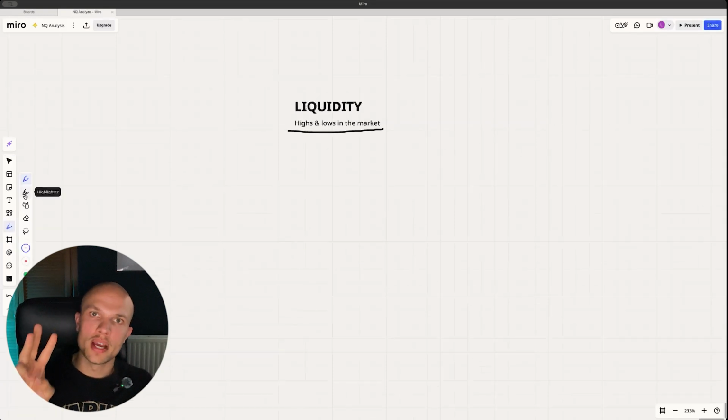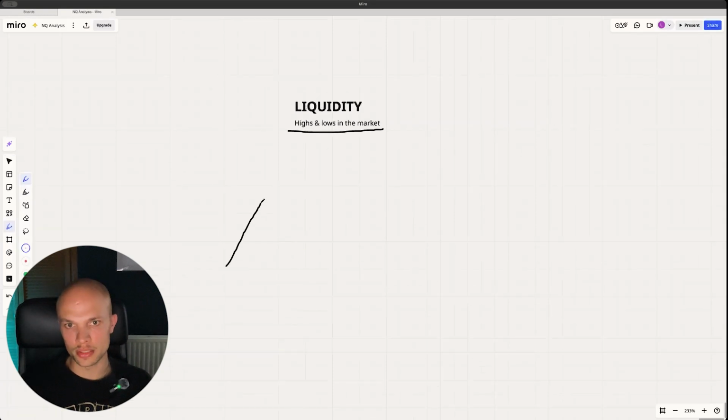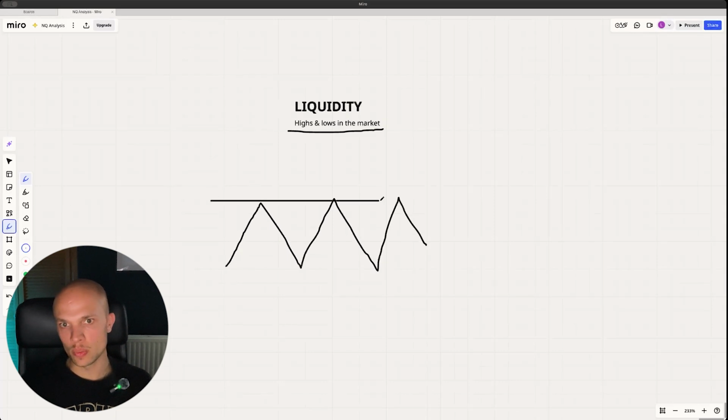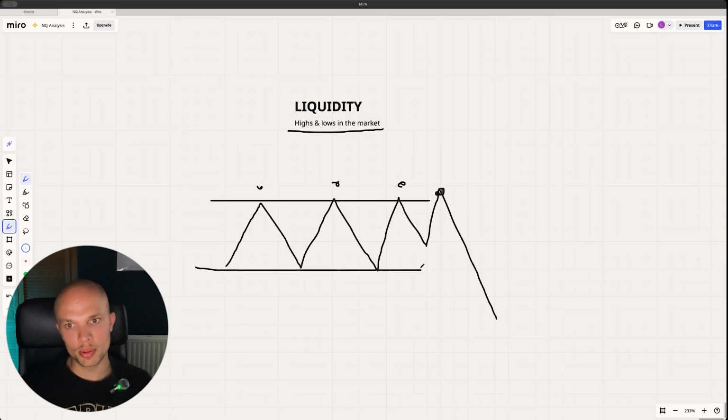Now the third most important area of liquidity is equal highs and lows. For example, say the market creates 3 equal highs, just like this. The market is much more likely to draw to these levels and then continue downwards or upwards than it is any other liquidity on the market. Again, this is because we have more orders sitting above or below these areas than anywhere else.